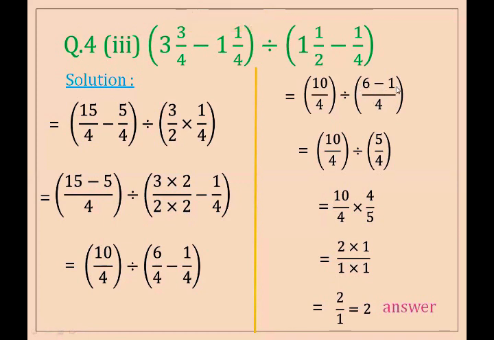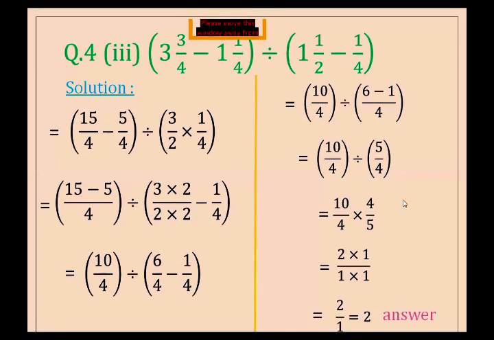So here we write 6 minus 1, which becomes 5 upon 4. Now the brackets are completely solved. So here we remove the brackets and convert this divide sign into a multiplication sign. So we take the reciprocal of this fraction. Here we write 4 upon 5.